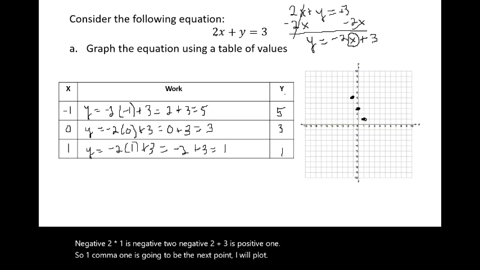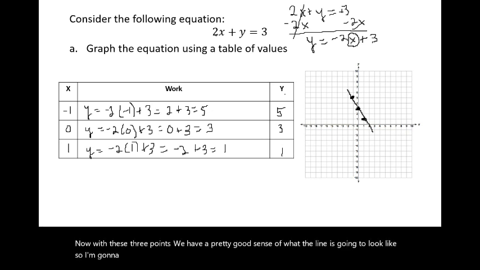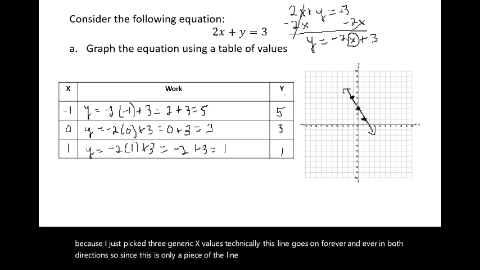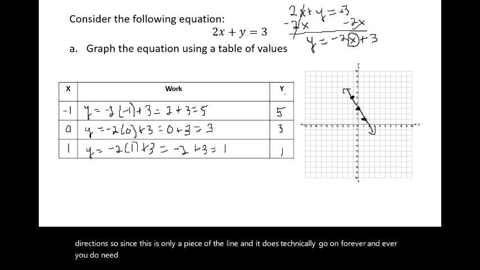Now with these 3 points, we have a pretty good sense of what the line is going to look like, so I'm going to draw a line between them. Now it is important that you put arrows on both of these, because I just picked 3 generic x values. Technically, this line goes on forever and ever in both directions. So since this is only a piece of the line and it does technically go on forever and ever, you do need arrows on both ends.